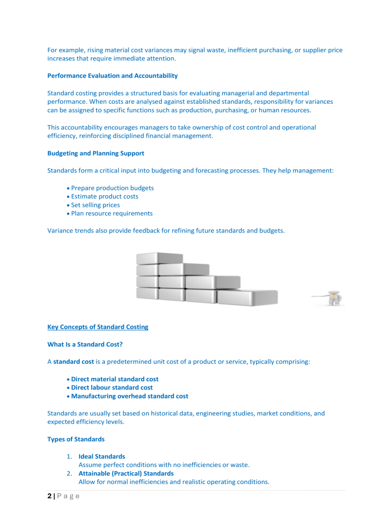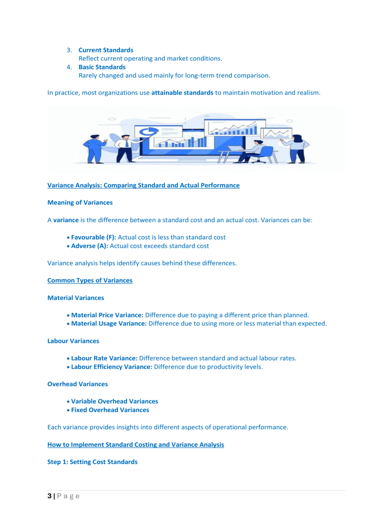There are two main types of standards: ideal standards, which assume perfect conditions without waste or inefficiency, and attainable or practical standards, which allow for normal inefficiencies and realistic operating conditions. Standards also come as current standards, which reflect the actual operating and market conditions, and basic standards, which rarely change and are used mainly to compare long-term trends. Most organizations prefer attainable standards because they strike a balance between motivation and realism.